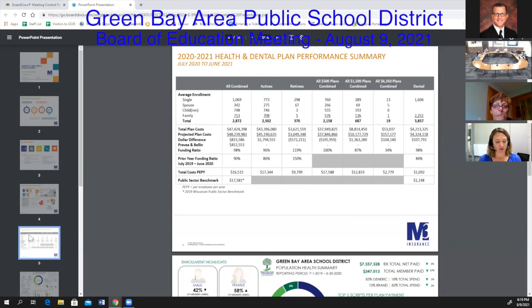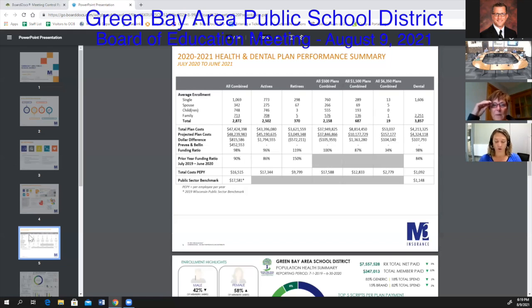There were 2,872 total contracts combining all of the single, employee-spouse, employee-children, and family contracts, with the largest number of folks being insured on a single plan. The active plan has the most enrollments, more than the retirees, as we would expect, and your $500 deductible plan has the most enrollments. The dental plan has a total of 3,857 folks enrolled during the most recently completed plan year.